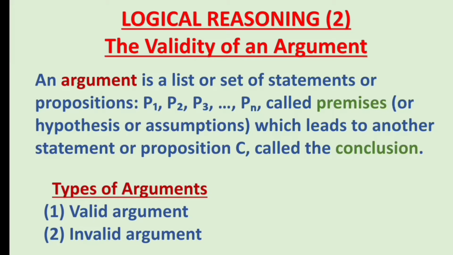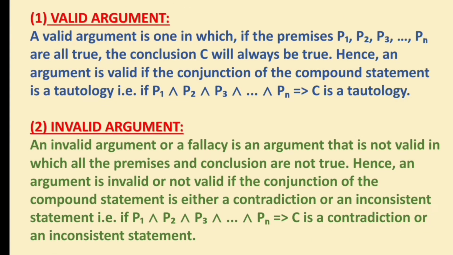We have two types of arguments. An argument could be a valid argument or an invalid argument. Let's learn more about the validity of an argument. Talking about the two types of arguments, let's take the definitions. A valid argument is one in which if the premises P1, P2, P3 and so on up to Pn are all true, the conclusion C will always be true. That means that an argument is valid if the conjunction of the compound statement is a tautology.